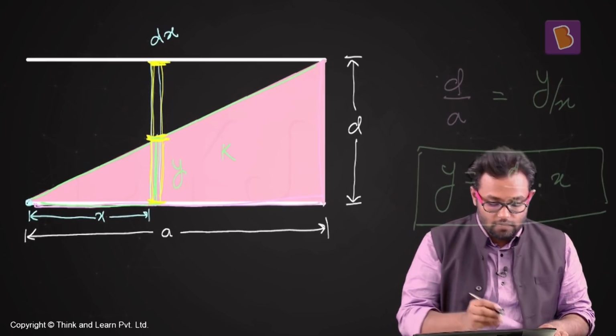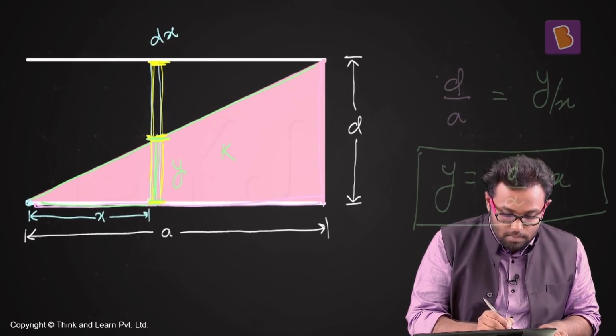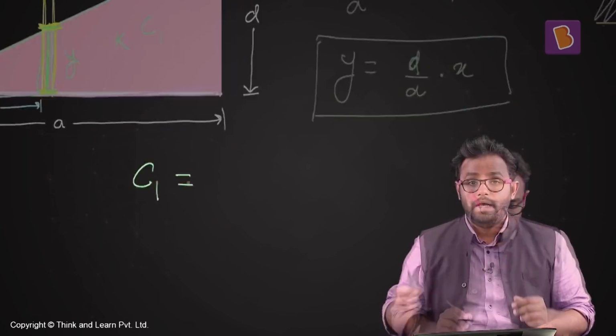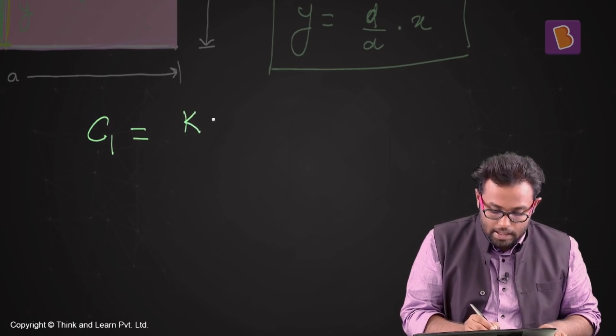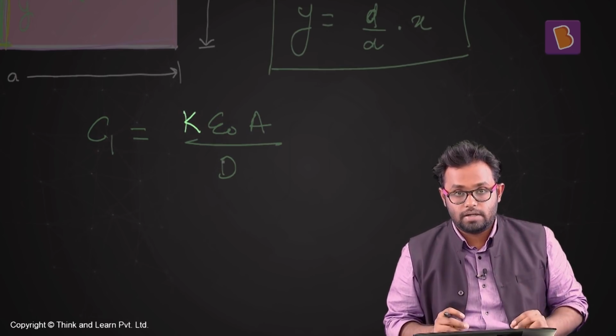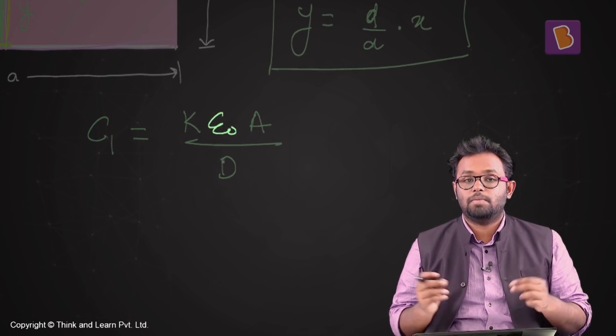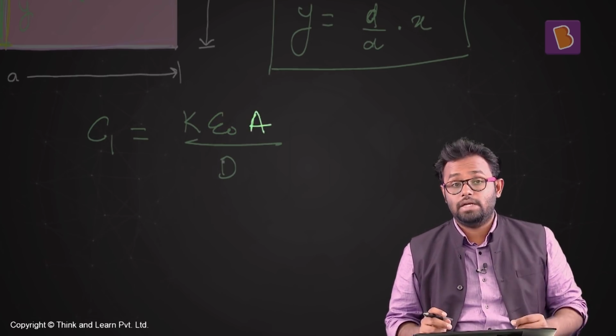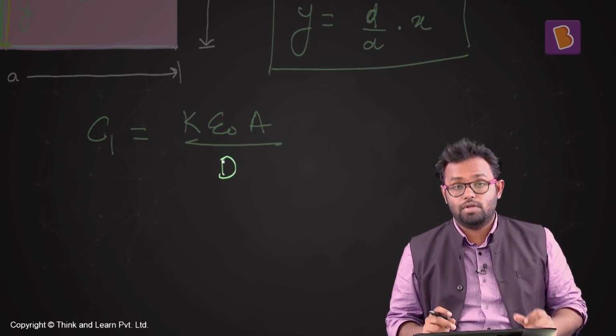So let us find the capacitance of the bottom capacitor, let's call it C1. What will C1 be equal to? It is equal to K times epsilon naught times A divided by D, where K is the dielectric constant of that dielectric, epsilon naught is the permittivity of free space or vacuum, A is the area of the plate, and D is the gap between the two plates.